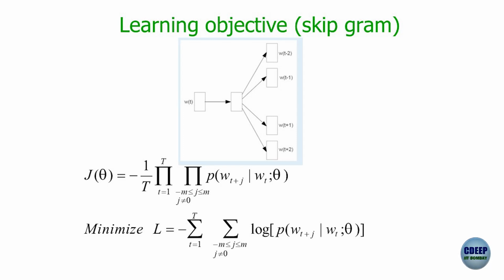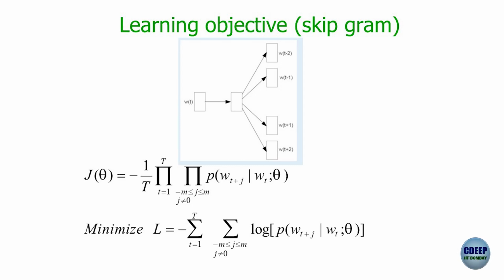We would like to minimize this loss, which is minus the sum over t equal to 1 to capital T, and j equal to minus m to plus m, j not equal to 0, where j equal to 0 means the target word. Here w_{t+j} is the word. So this notation essentially means that theta is the parameter space for the network, that is, all the weight values and the threshold values of the network. w_t is the target word, so this is t plus zero. j going from minus m to plus m means left neighborhood to right neighborhood, m words on the left, m words on the right, but excluding the target word itself.